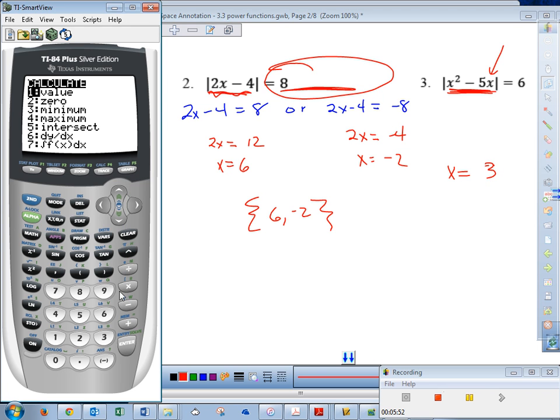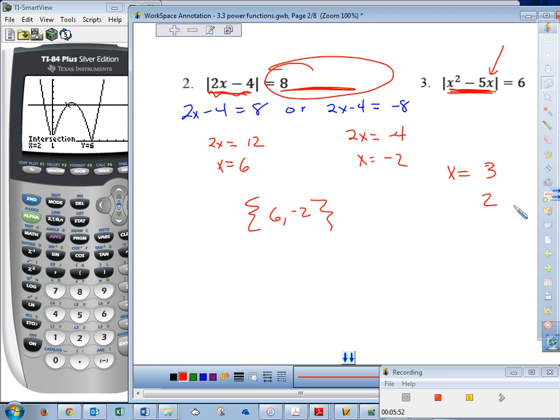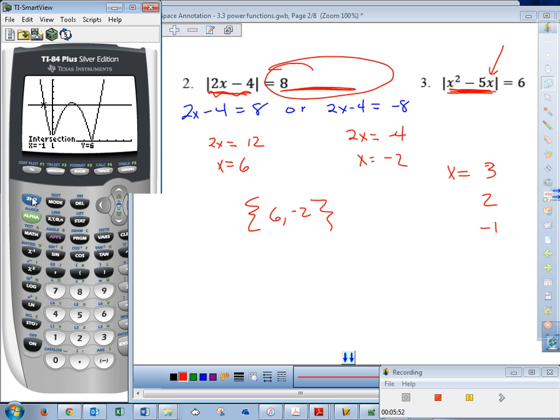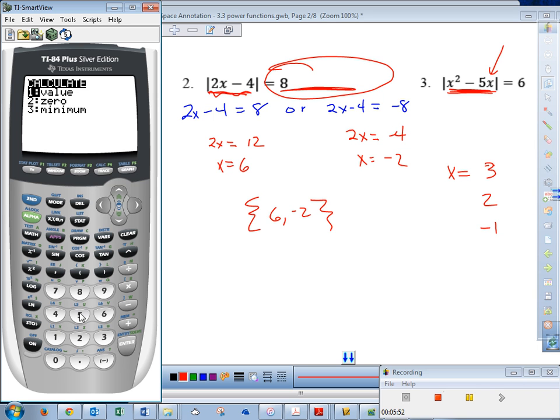Second, calculate, intersect, first curve, enter, second curve, enter. Now you got to move your cursor closer to a different place of intersection. Whatever your cursor's closest to is where it'll find. Looks like x is 2 also. And then there should be 2 more. Let's find them. First curve, enter, second curve, enter. Too many buttons. -1. And then the last one. First curve, enter, second curve, enter.